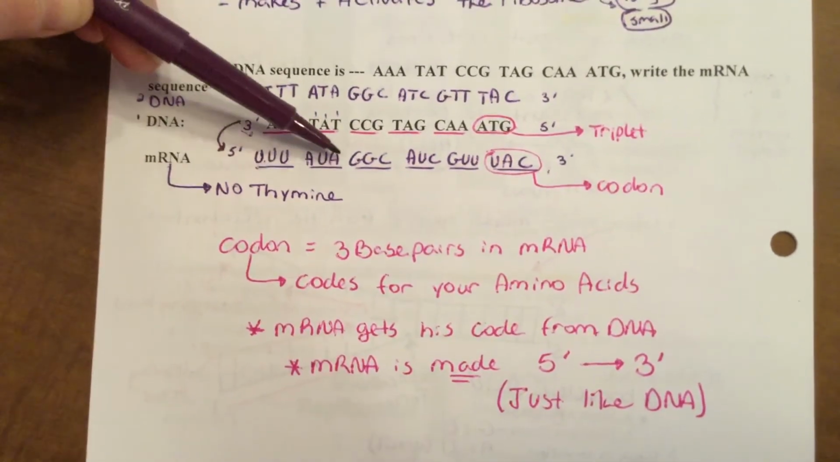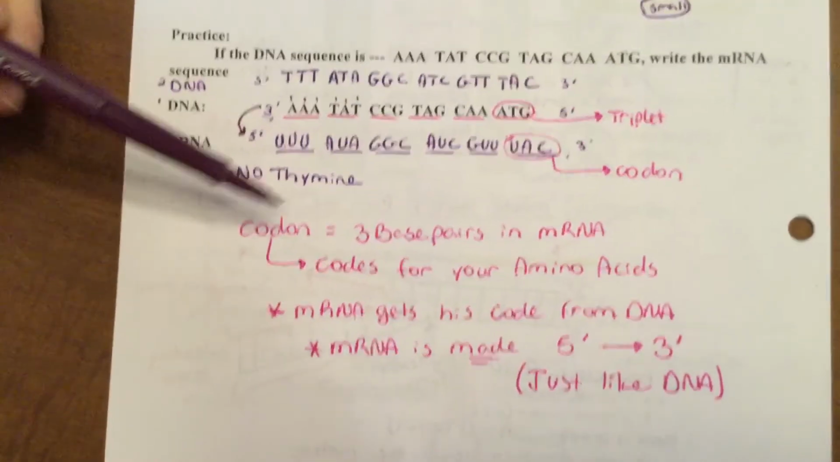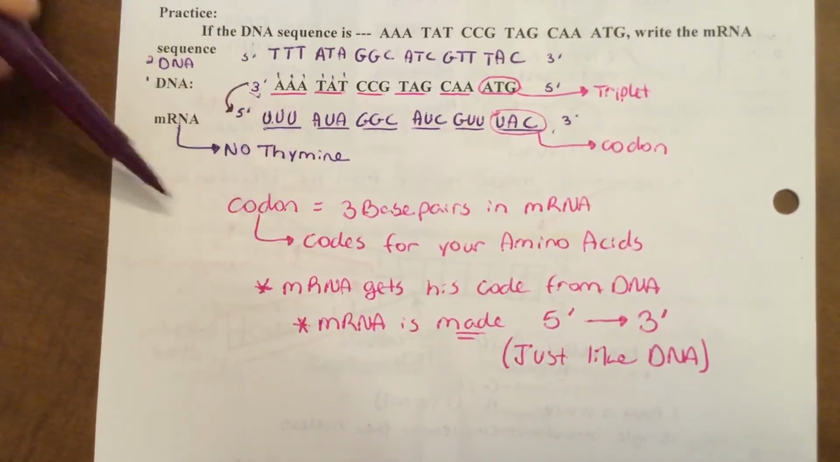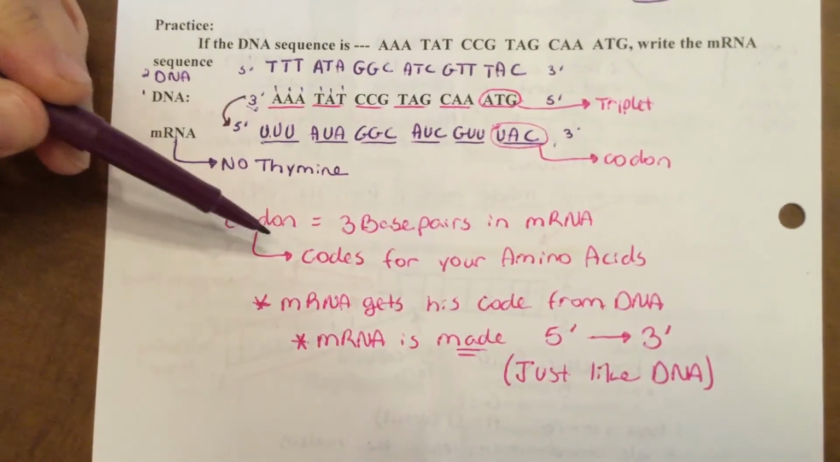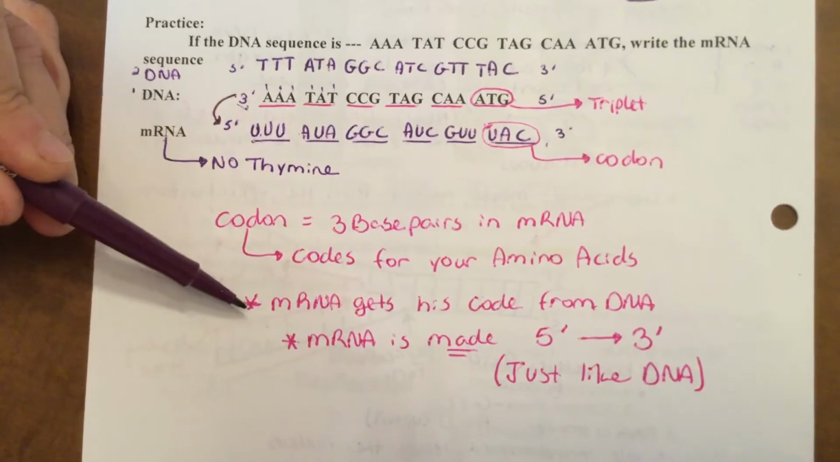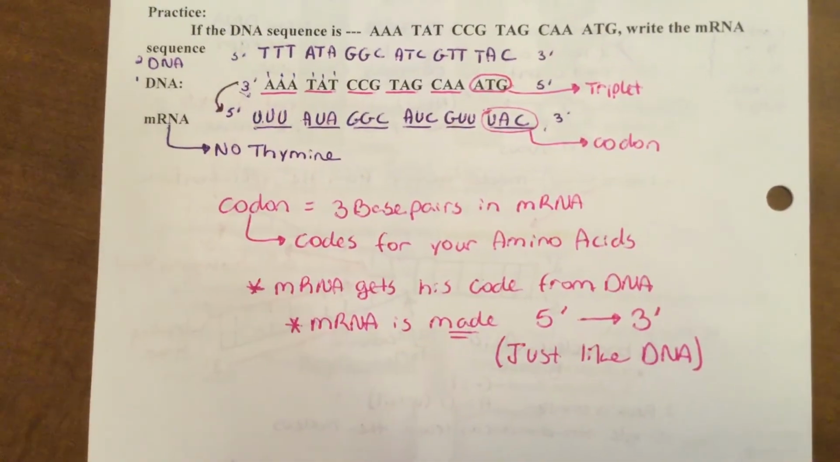As you can see here, I have a whole bunch of different codons along the bottom. A codon, once again, is every 3 base pairs in messenger RNA. What's important about it is that this codon, this messenger RNA, is what's going to code for the amino acids out in the cytoplasm. But remember, the messenger RNA gets its code from DNA. So it's still DNA that codes for everything about you.